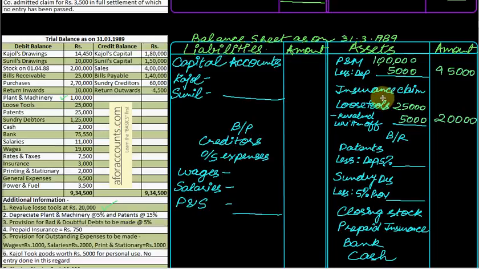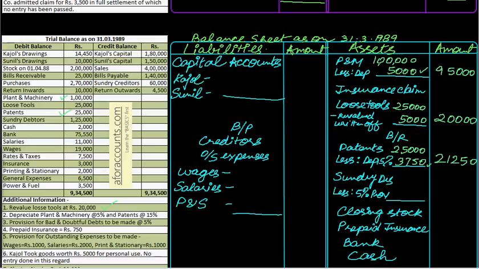And now plant and machinery is depreciated, and patents 15%. So see, patents is 25,000. So patents 25,000, and depreciate patents at the rate of 15% means 3,750. So 3,750 depreciation for patents. Bring 21,250 in the outer column. So the two amounts of depreciation go to P&L debit, 5,000 and 3,750.